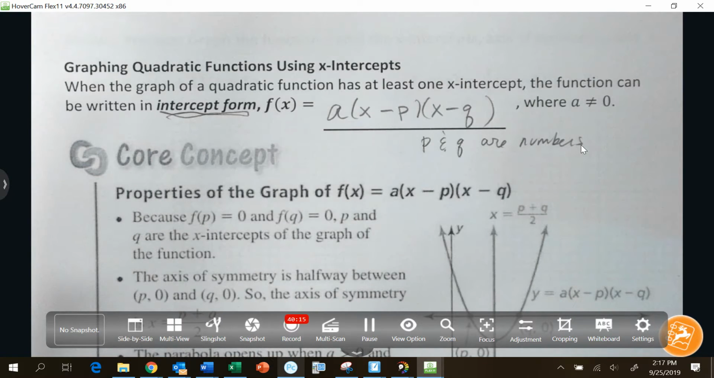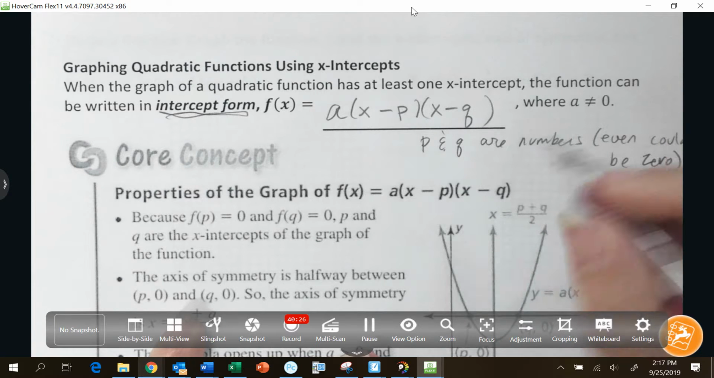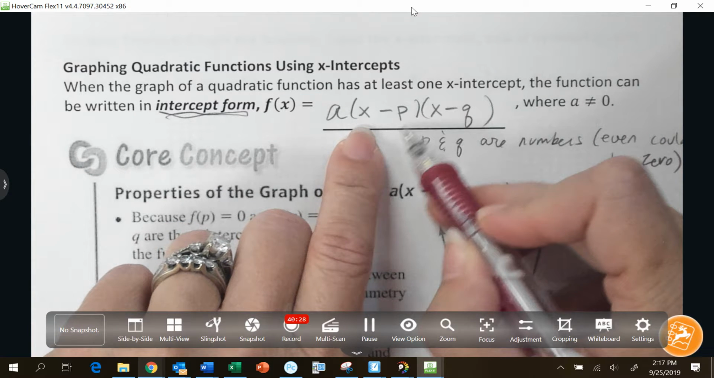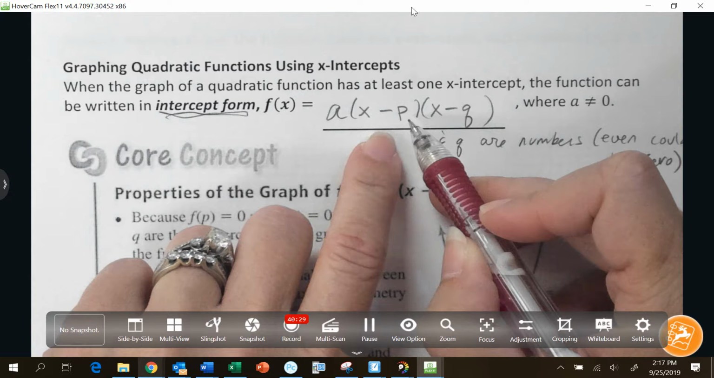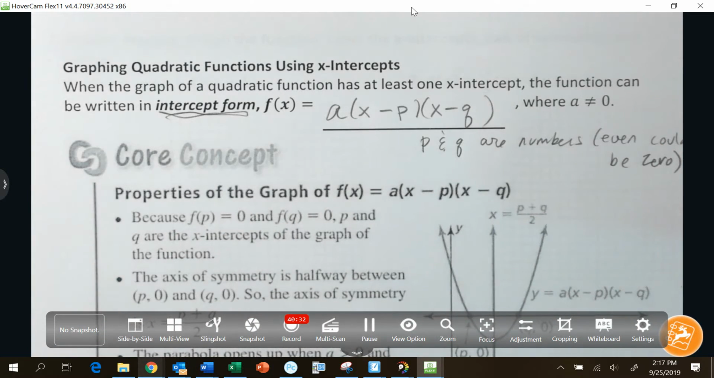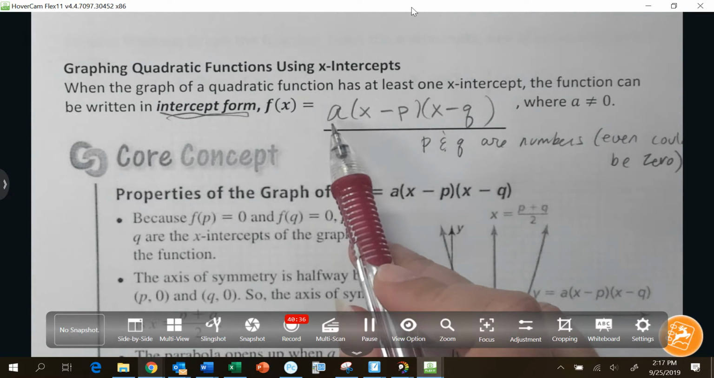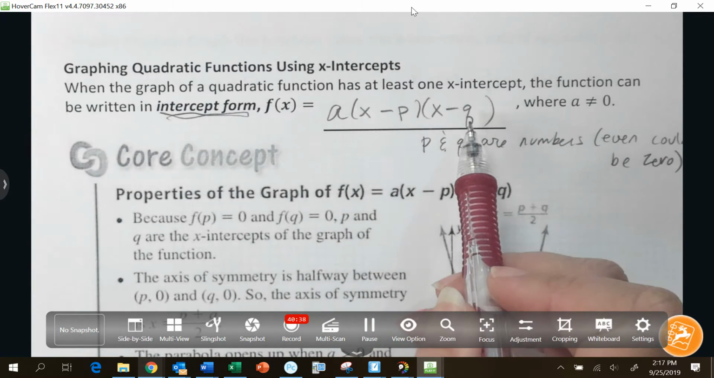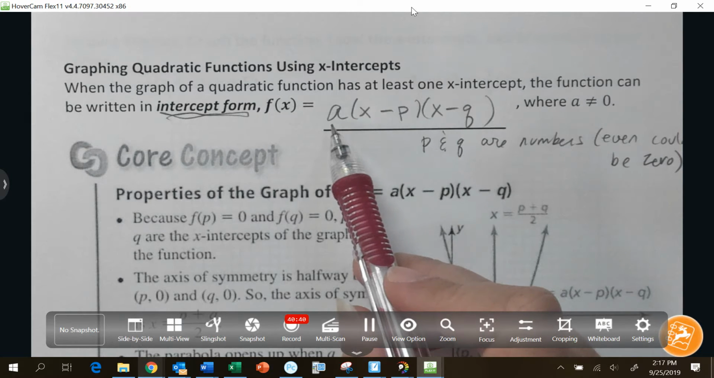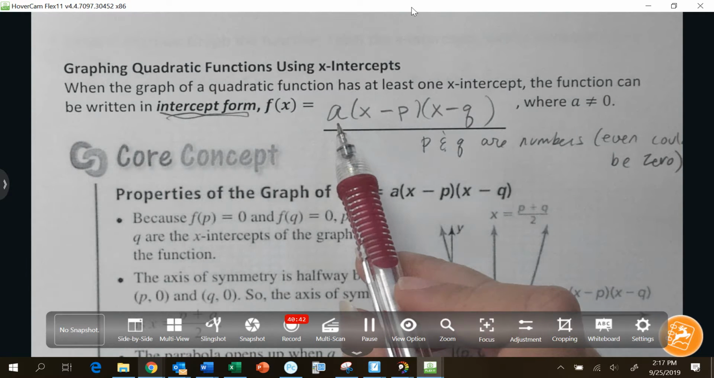Because that's what's going to confuse somebody when they go to their homework. It could be 0. It would just be an x by itself instead of an x minus or x plus something. Now, a is never 0, because this number out front, if that was 0 and it multiplied by everything, we'd have nothing. So a is never 0. But guess what? It's still called a.